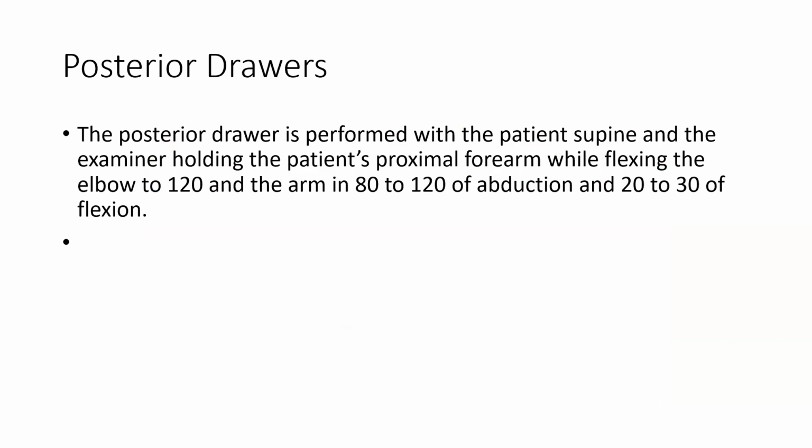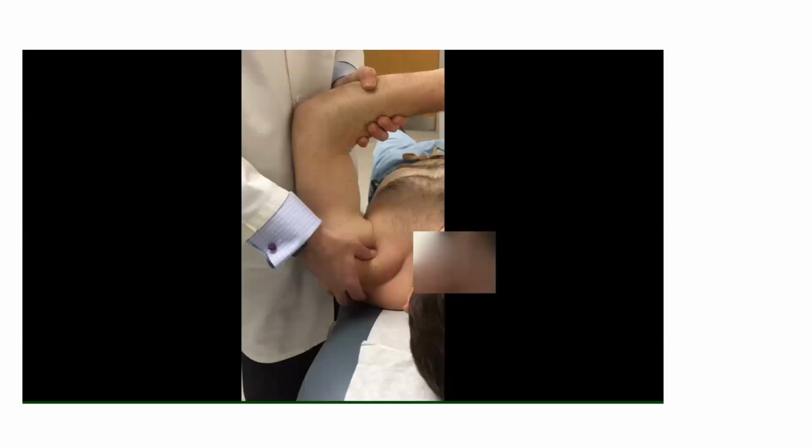forearm while flexing the elbow to 120 degrees, and the arm is in 80 to 120 degrees of abduction and 20 to 30 degrees of flexion. So this is the position of the patient when you're testing it. We are stabilizing again the posterior shoulder, and then we will be feeling for a posterior translation using our right hand, and then holding the patient's forearm in flexion, we'll be pushing down so that the translation we'll be checking for with our right hand.